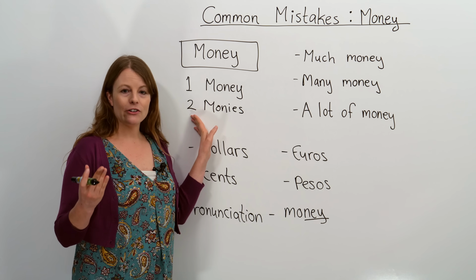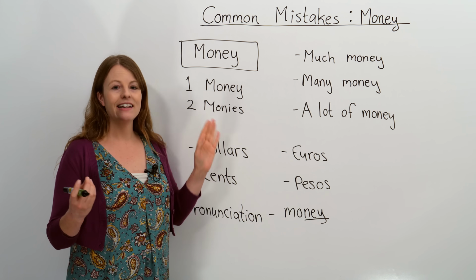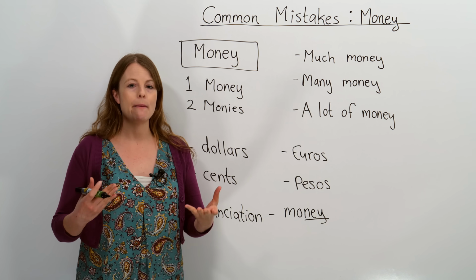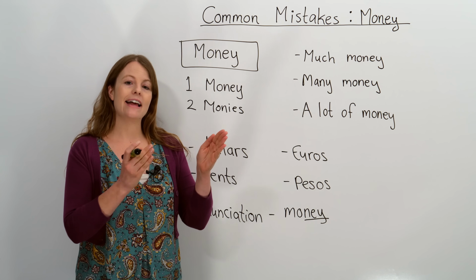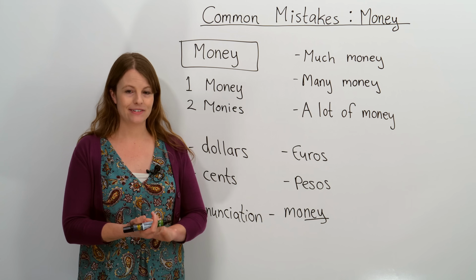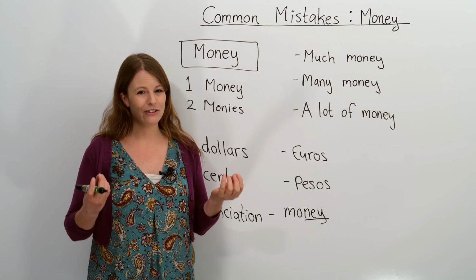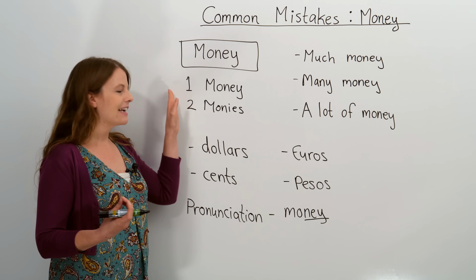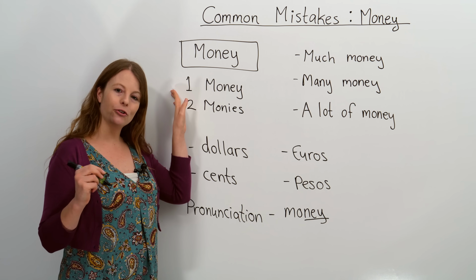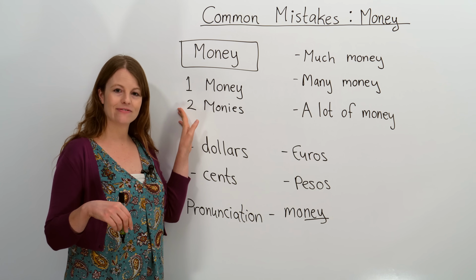Okay, so the first mistake I often hear people make when they talk about money has to do with whether money is a countable noun or an uncountable noun. So let's look at some examples and try to figure out, can we count money? And by money, I mean the word money. Can we say one money, two monies, three monies? Is this correct in English?